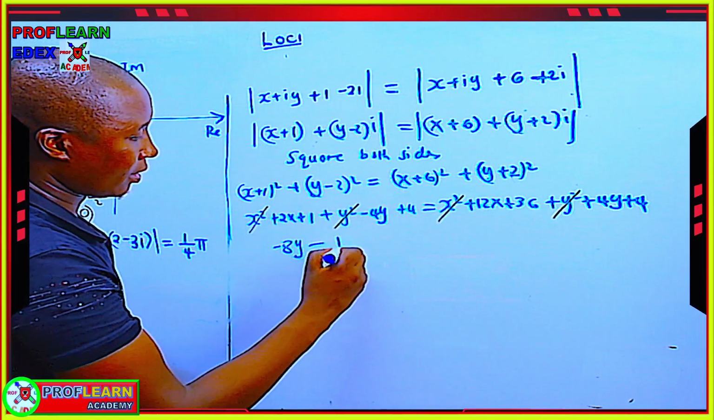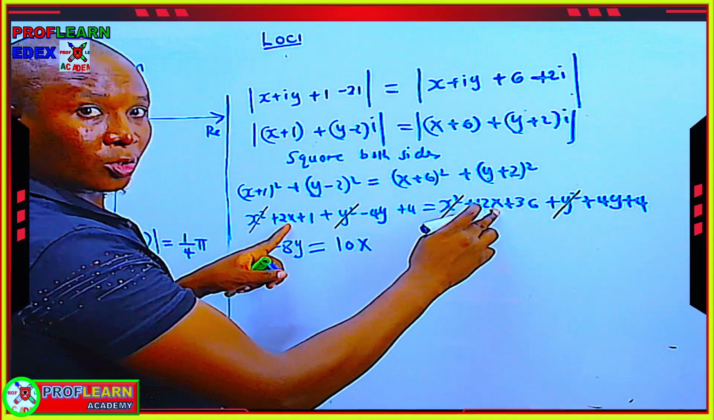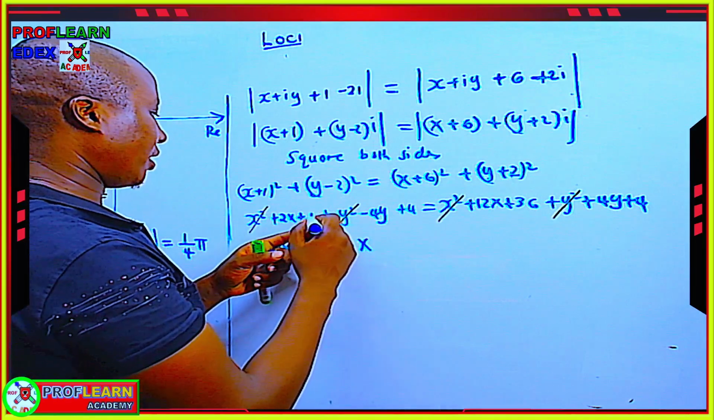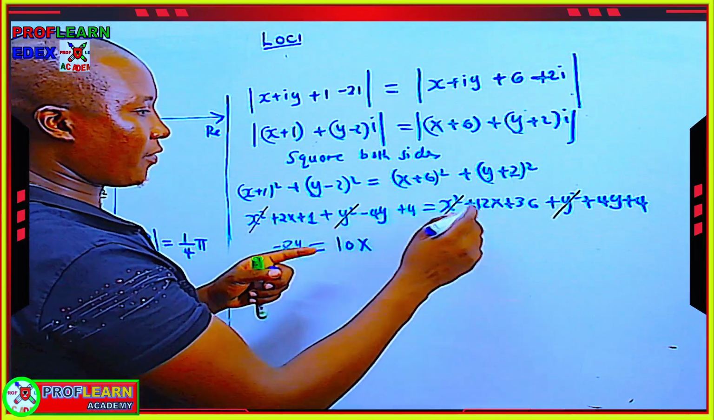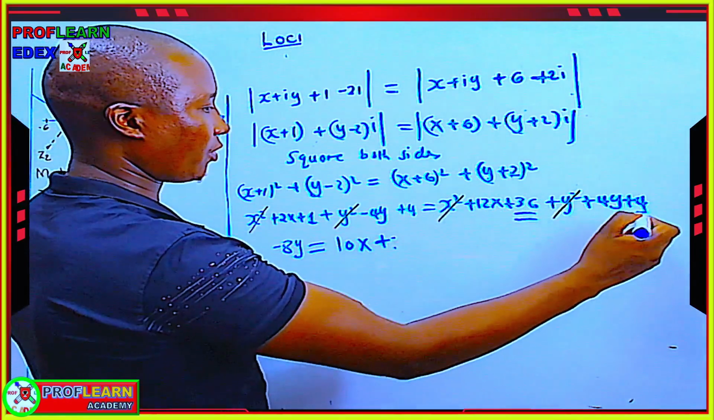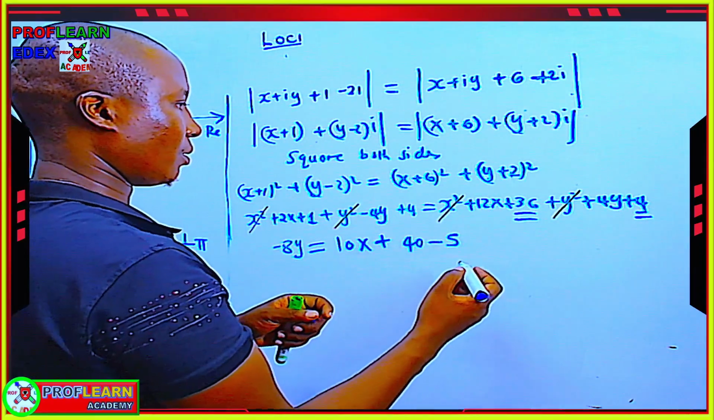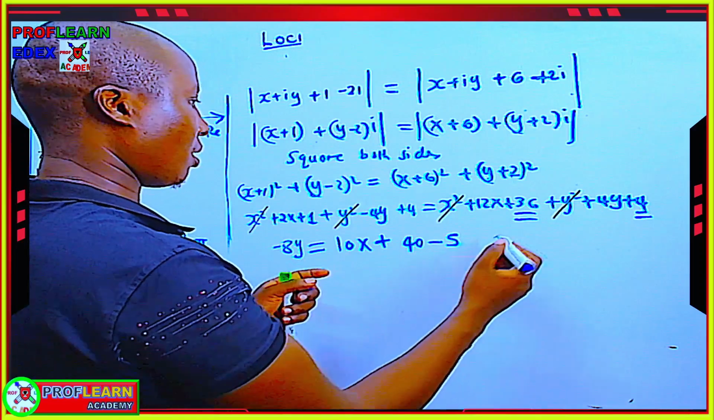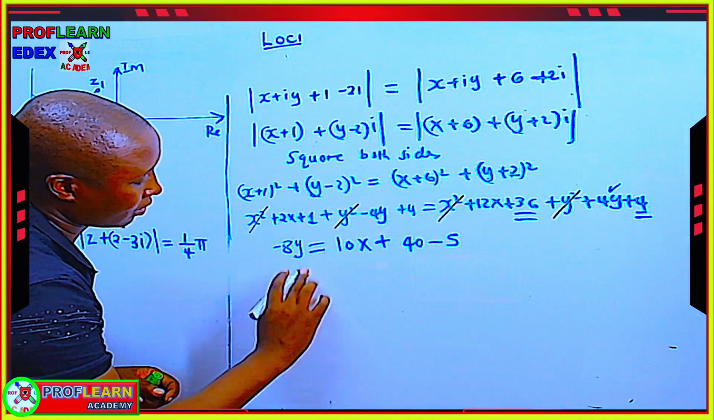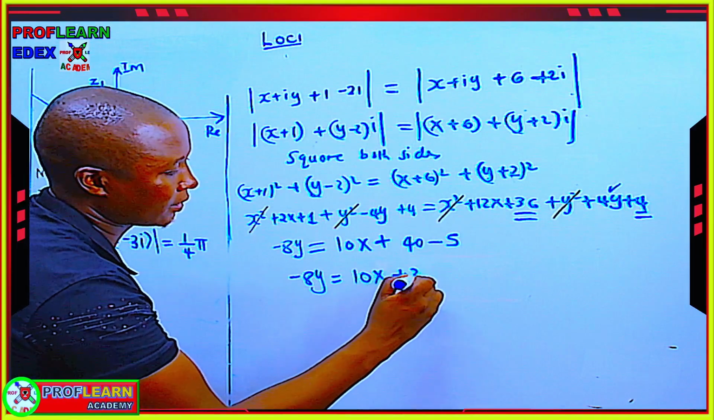So that will be 10X, because 12X minus 2X will be 10X. And then this is 1 plus 4, it will be 5. I take it on the other side, I'll say plus 36. This 36 and this 4 becomes 40, minus 5. We are done with the 4Y. So it will be minus 8Y is equal to 10X plus 35.